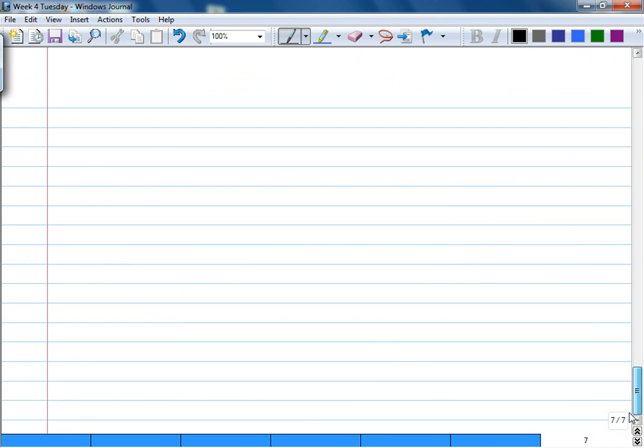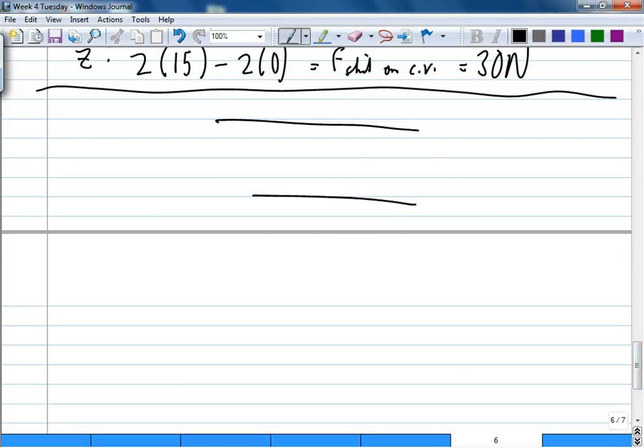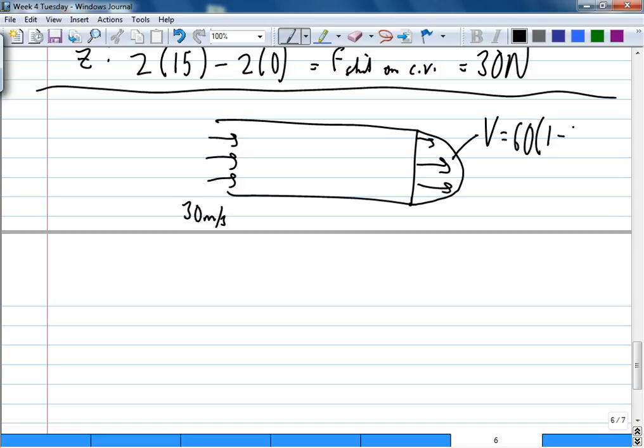Remember I had that problem where I had a pipe. What's the radius? It was coming in at 30 meters per second. It was going out in a parabolic profile. The velocity equals 60 times 1 minus r squared over R squared. r is some distance here, big R is this distance here, equal to half a meter or 1 meter? 1 meter. Actually, it doesn't matter. So in this case, our control volume is like this.